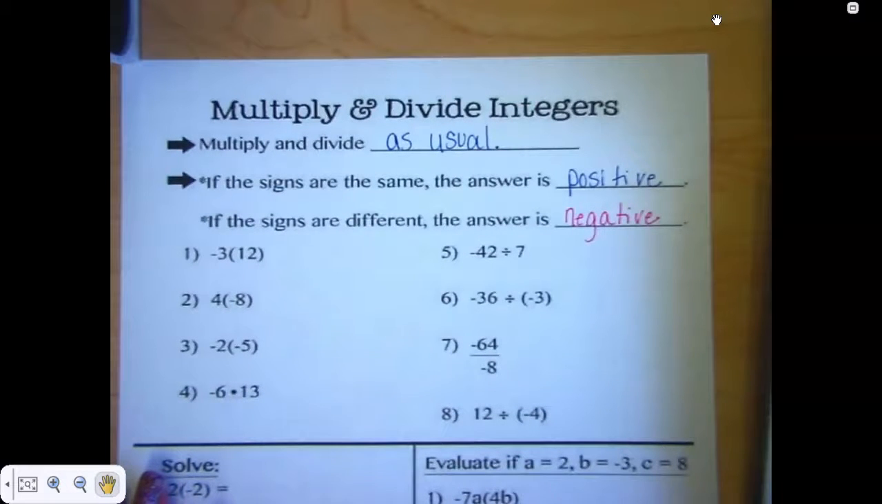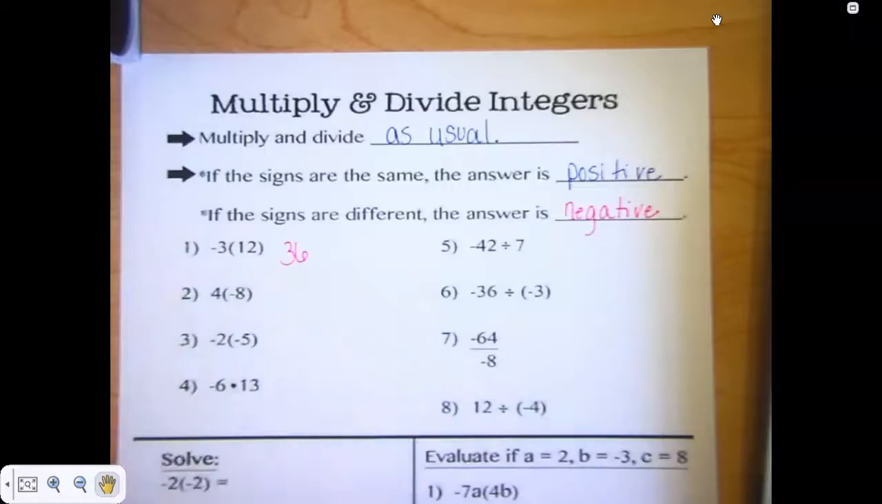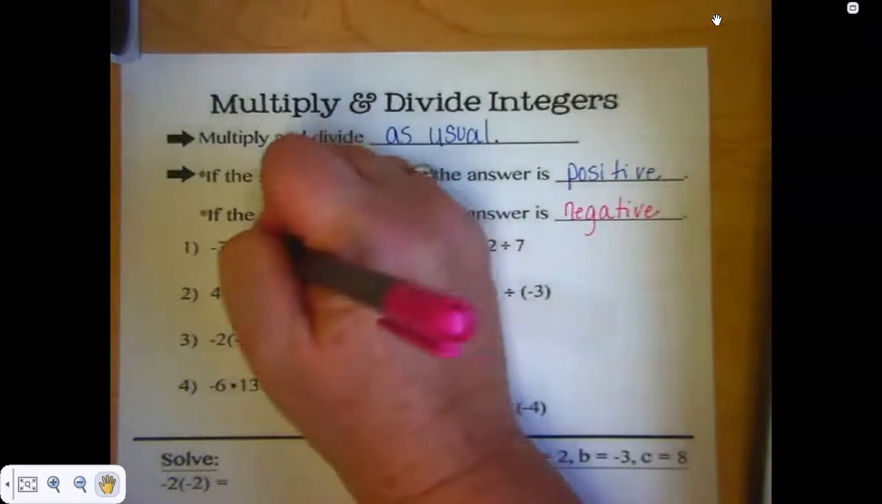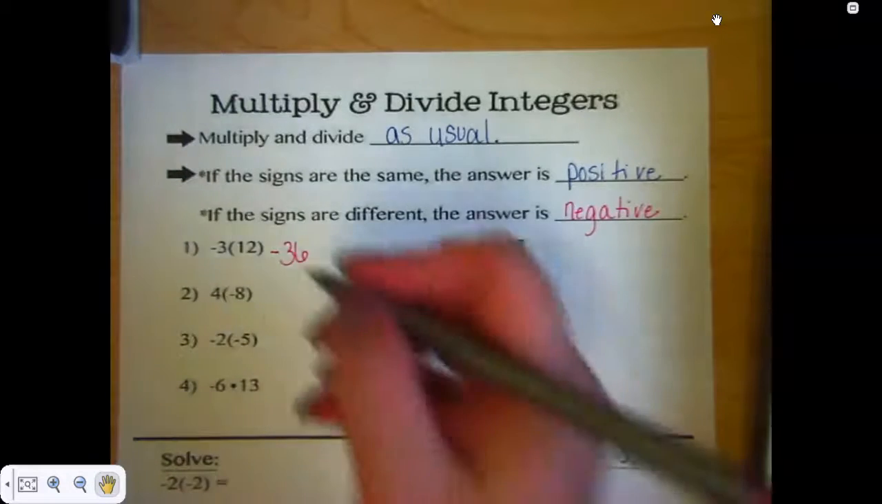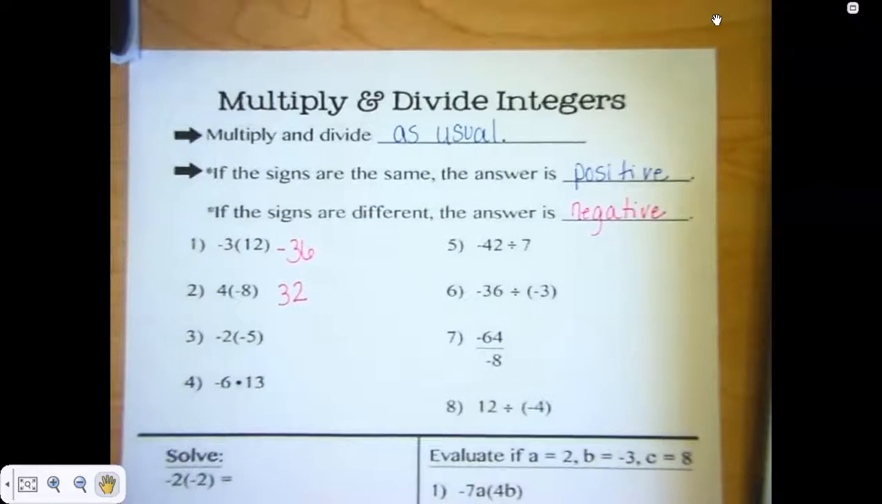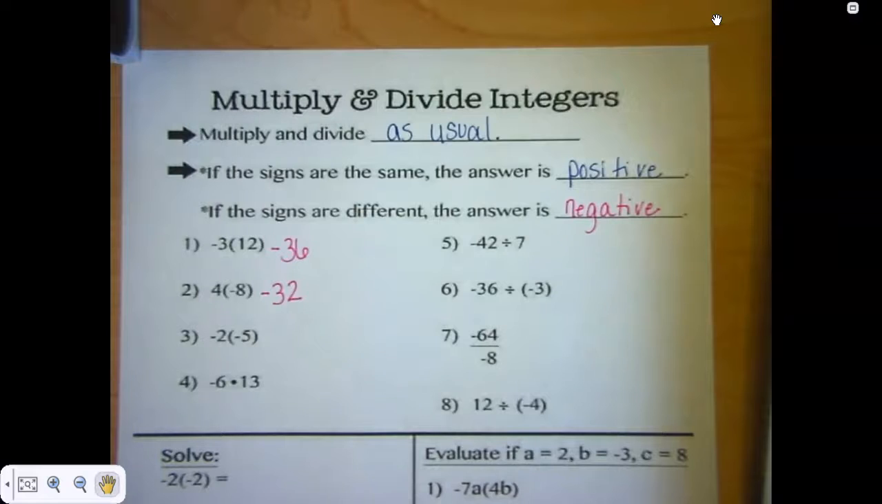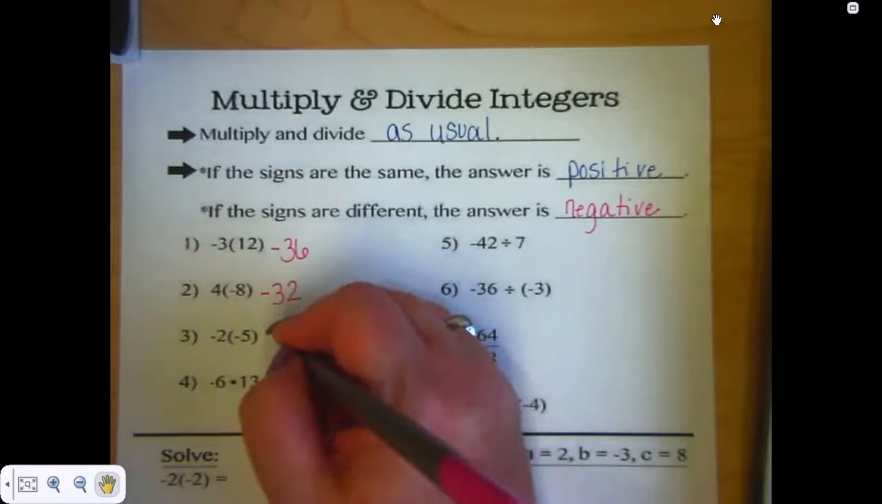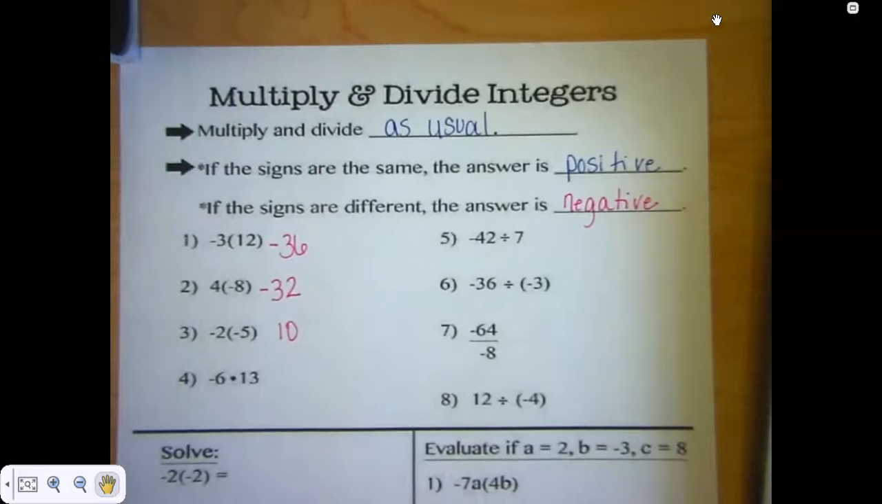Negative 3 times 12. Well, multiply as usual. What's 3 times 12? 36. The signs are different, so the answer is negative. Negative 36. 4 times 8 is 32. The signs are different, so the answer is negative 32. 2 times 5 is 10. They're both negative, so the answer is positive.